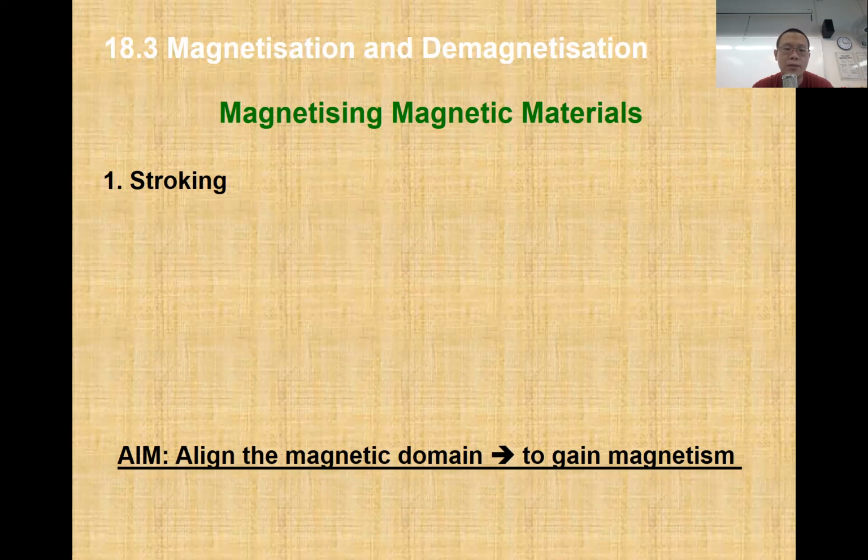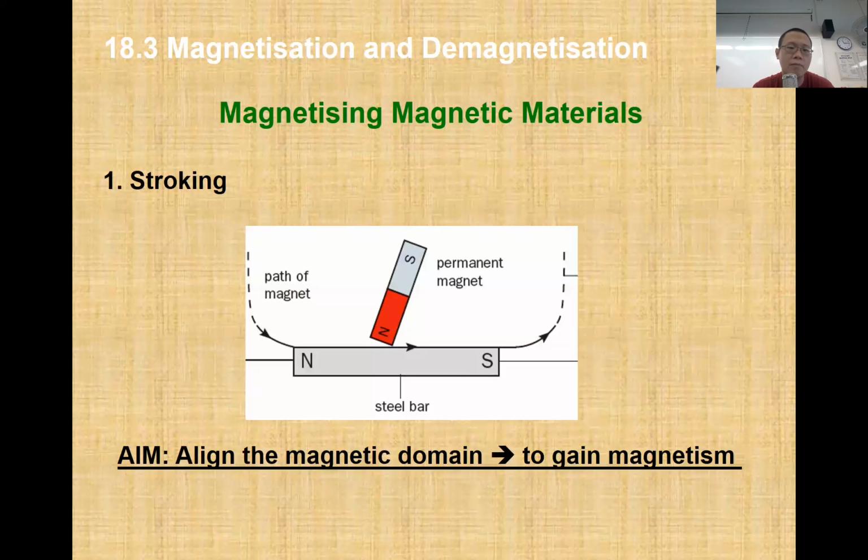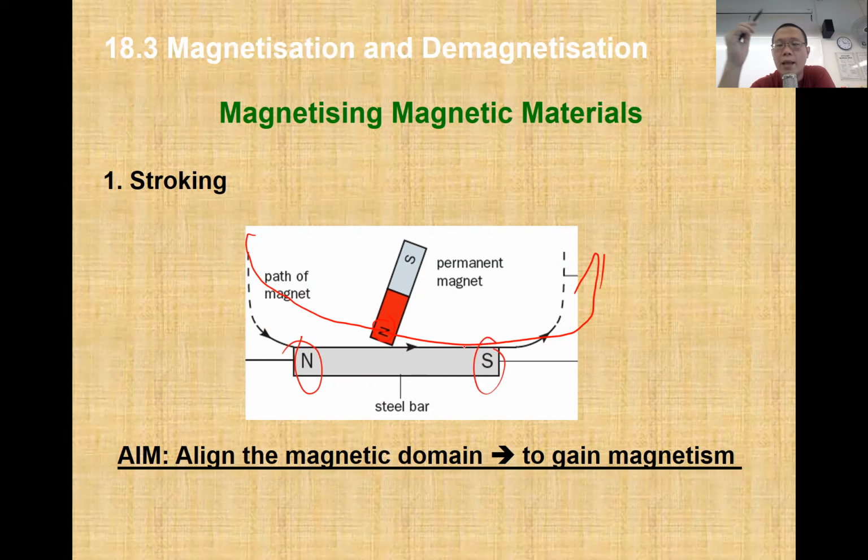The first method that we look at is what we call stroking. What you are doing here is the same as the previous example. I use a magnet bar and bring it nearer. But instead of just leaving it there, I'm going to stroke the metal bar with the magnet. For example, if I use a north pole, I'm going to repeat this motion from the beginning of the bar to the end of the bar, letting my north pole pass through it.